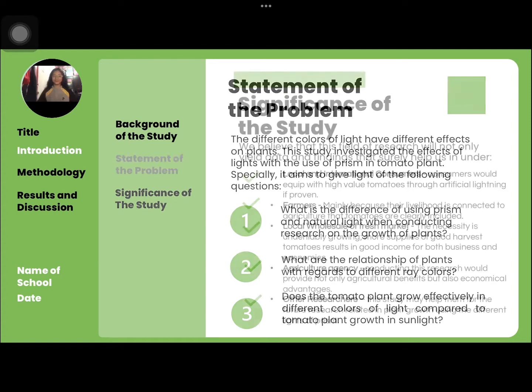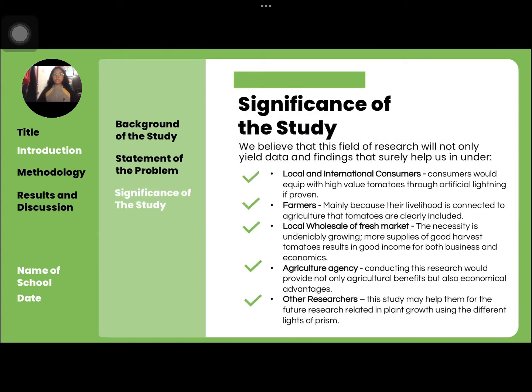In the significance of the study, we believe that this field of research will not only yield data and findings that surely help us in understanding local and international markets. These consumers will be equipped with high-value tomatoes through artificial lighting if proven.